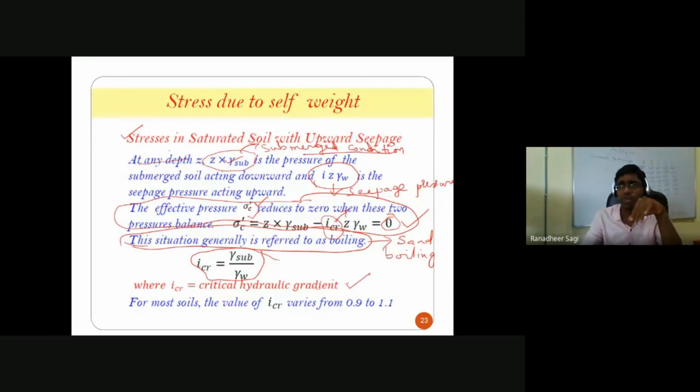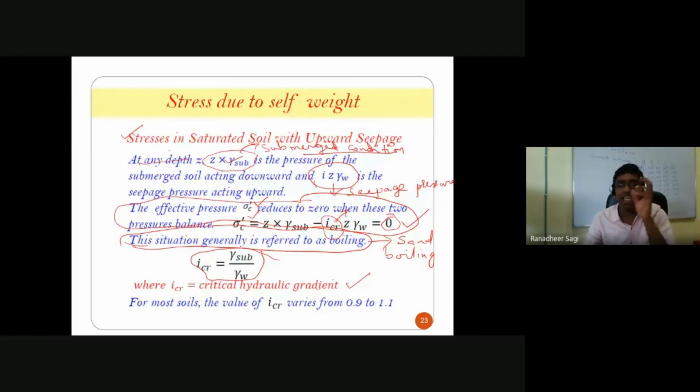Sir, why is this phenomenon not happening in the downward seepage? Because when the seepage is happening in the downward direction, the submerged weight of the soil is acting in the downward direction, and the seepage pressure is also acting in the downward direction, which does not cause the effective stress in any condition to become 0.